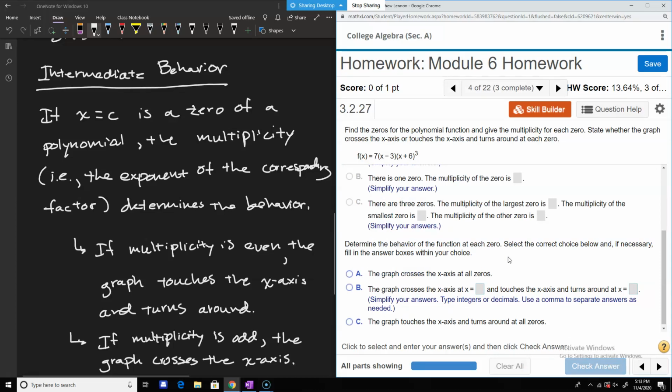Determine the behavior at each zero. Well, we know it crosses at each zero because the multiplicity of both zeros is odd.